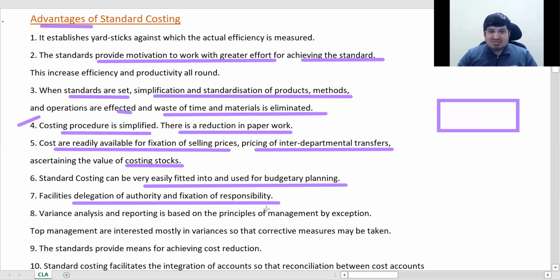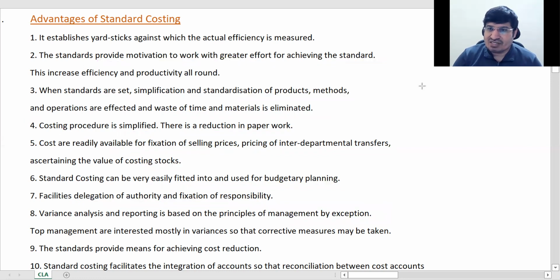And then management by exception. It helps in management by exception. This question will come always. Standard costing helps in management by exception, and budgetary control also helps in management by exception. Management by exception means the top management will only take note of the exceptional things, things which are very bad. For example, if you've got 5 lines of business.